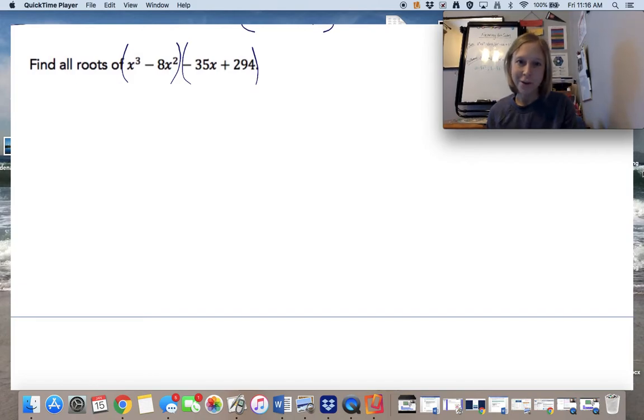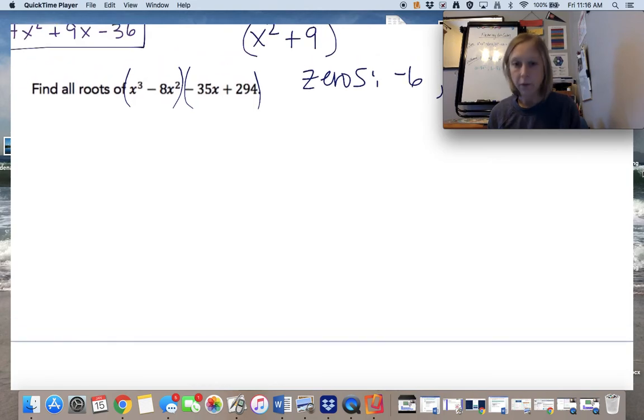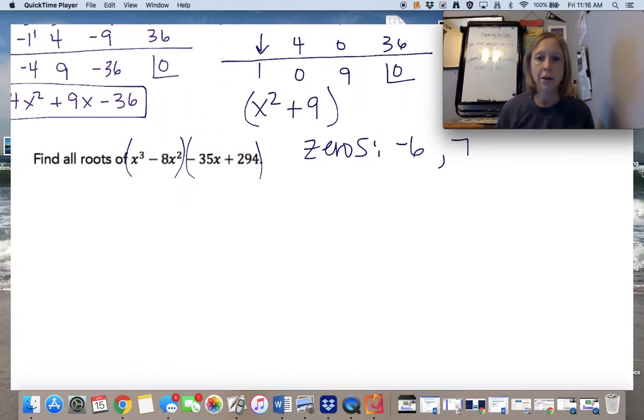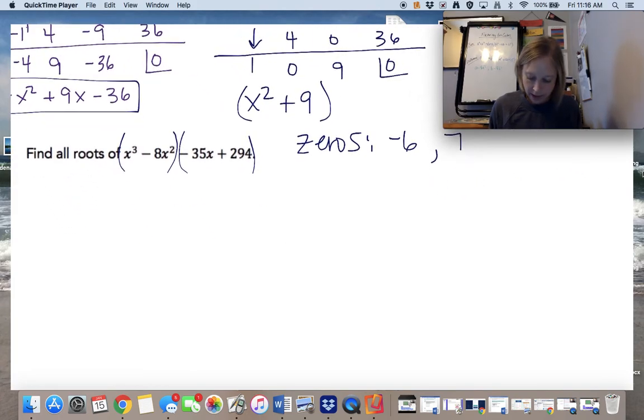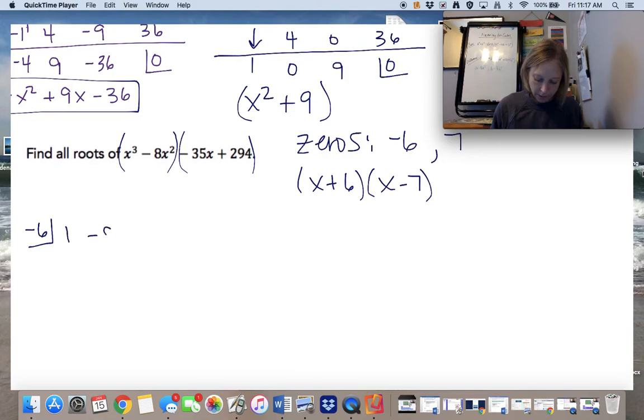Now, remember how that didn't work out well for me last time? I wrote down those two zeros. So I saw one at negative 6, and I saw another one at positive 7. So again, this is coming straight from Desmos. I just know that my Notability is going to crash if I open that up. So those are two of my zeros, which tells me that x plus 6 and x minus 7 are going to be part of my factored form. So I'm going to start by dividing this by x plus 6, again using synthetic division. So the opposite of 6 goes here. 1, negative 8, negative 35, and 294 are my coefficients.